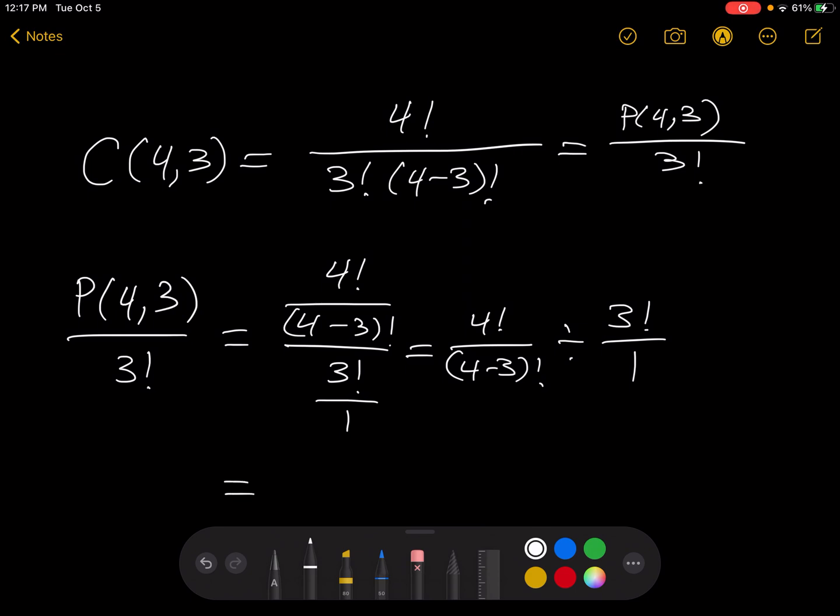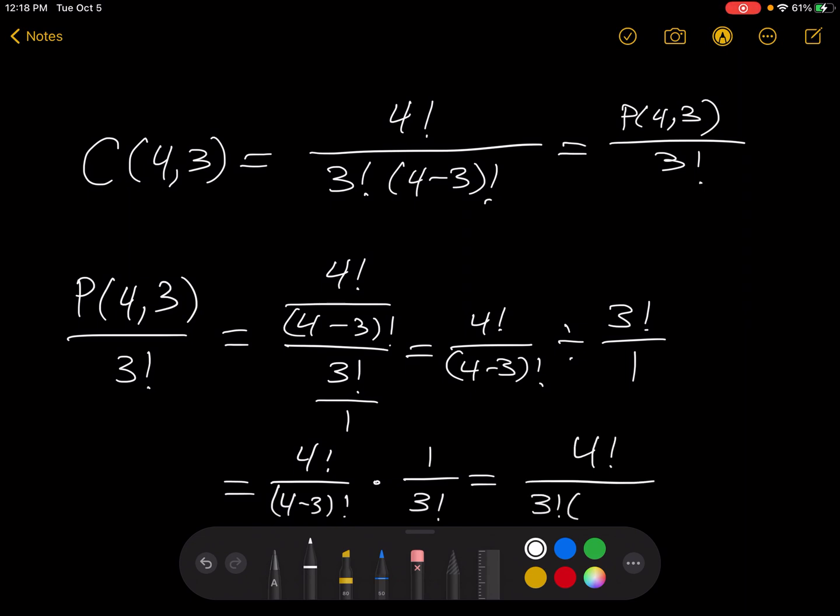Now remember, with division, we flip and multiply. So we have 4 factorial over (4 minus 3) factorial times 1 over 3 factorial. And this gives us 4 factorial over 3 factorial times (4 minus 3) factorial. And so you can see that that's equal to that. So in fact, what we just showed, through a string of equalities, is that this is equal to that. Equals goes both ways, so we know they are equal.